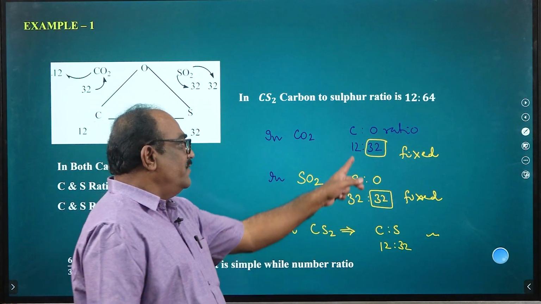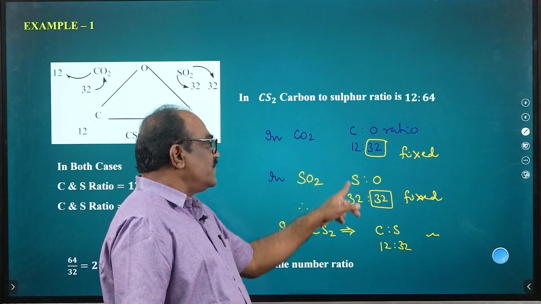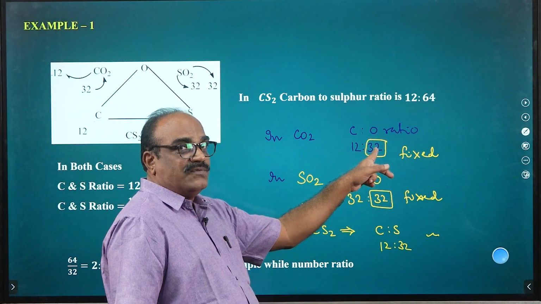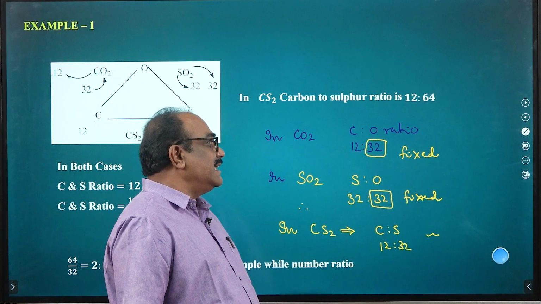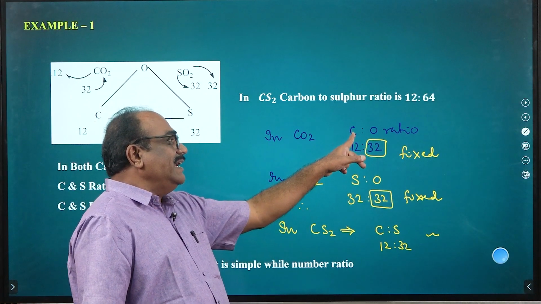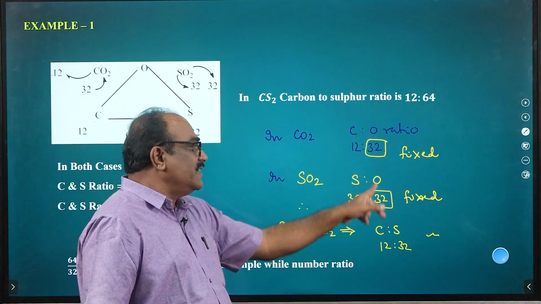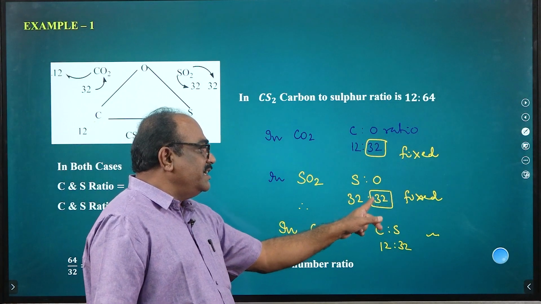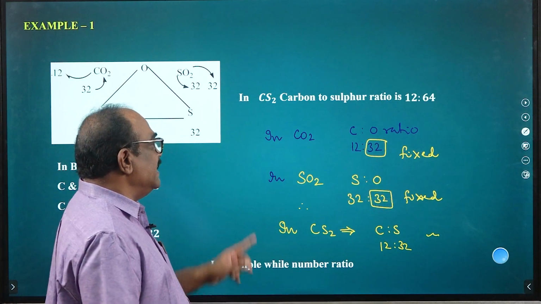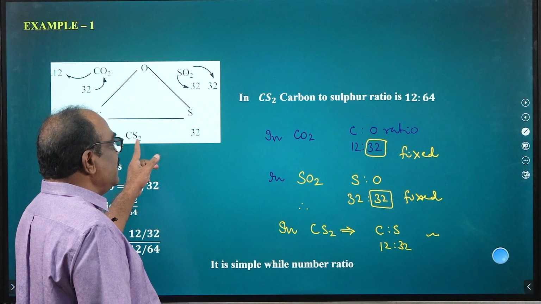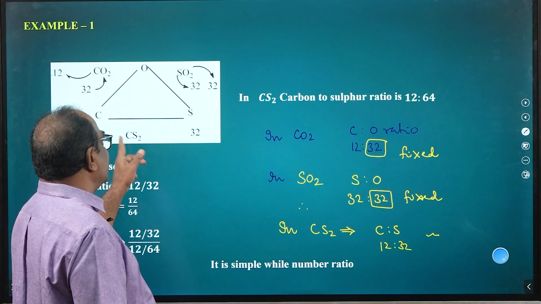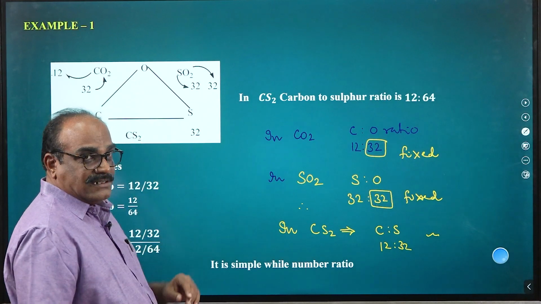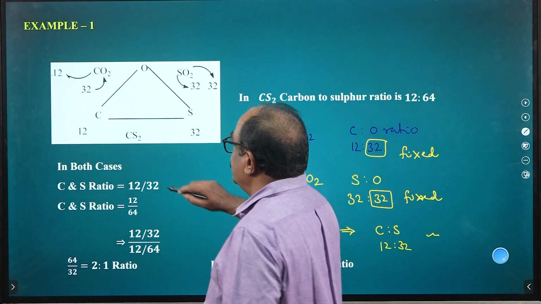What I am doing is, with a fixed weight of oxygen, what are the weights of carbon and sulfur combining? I am fixing the weight of oxygen, that is 32 grams of oxygen in the first case and 32 grams of oxygen in the second case also. If I fix this, the weights of carbon and sulfur combining with a fixed weight of oxygen are in the ratio 12:32. And surprisingly the same ratio is also maintained even in the formation of carbon disulfide. In carbon disulfide, every 12 grams of carbon combined with 64 grams of sulfur. Now, I am comparing both these cases.